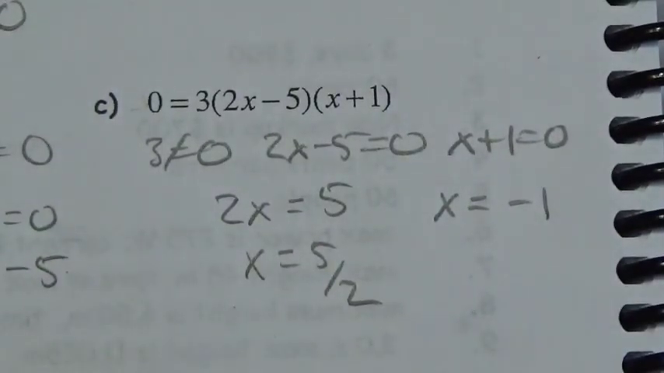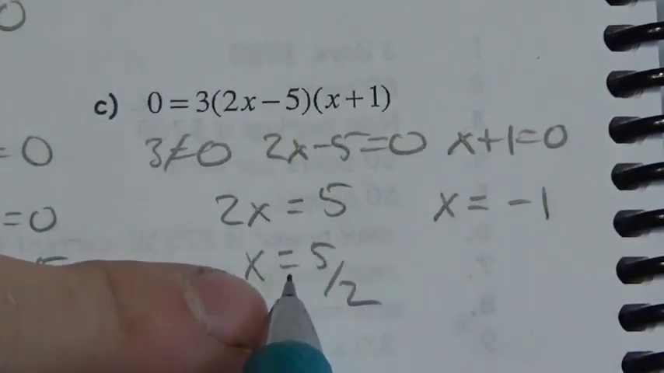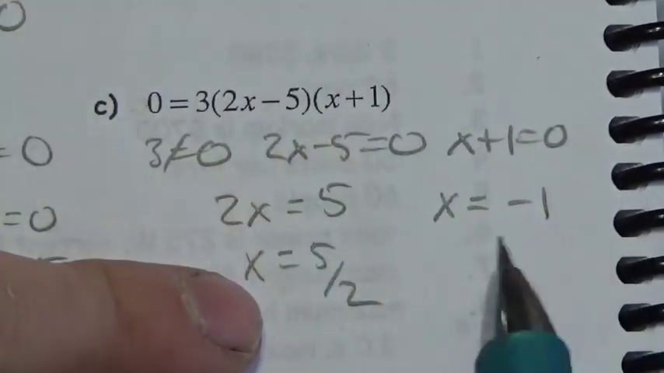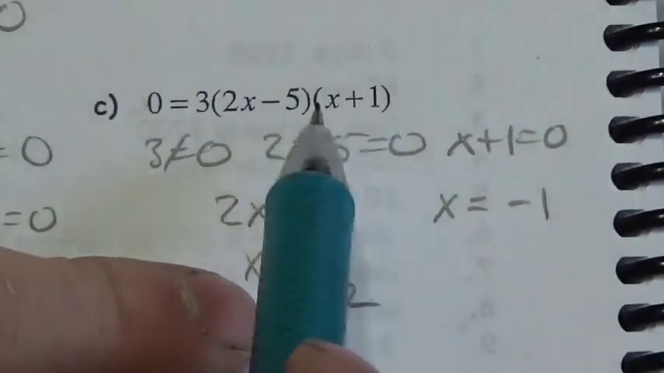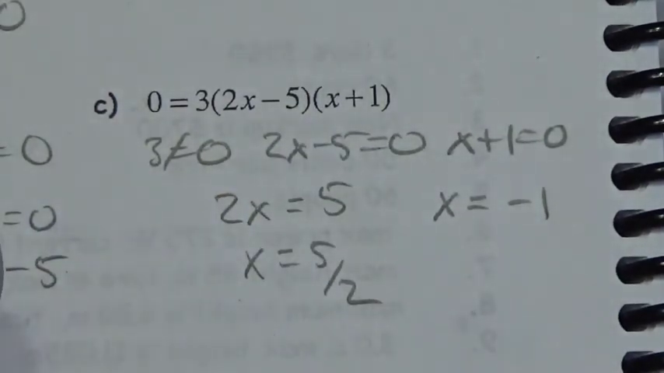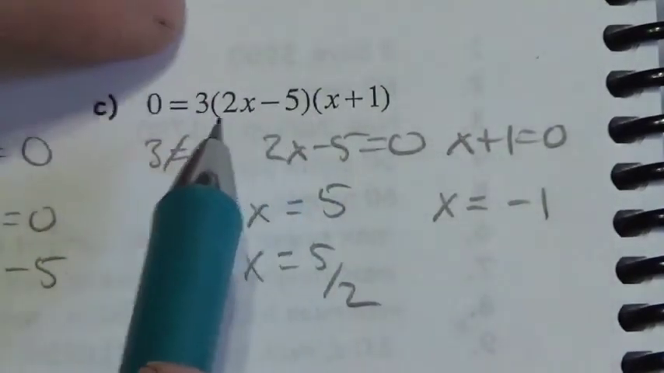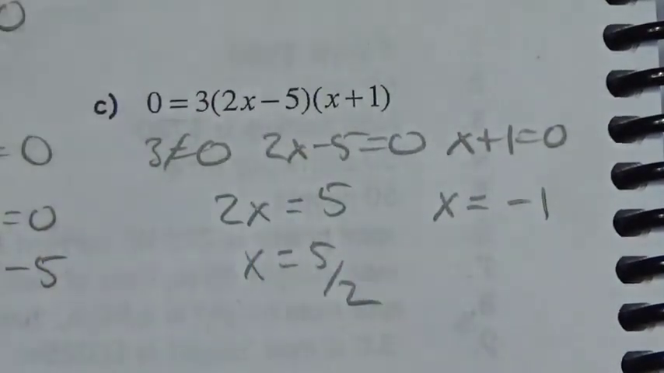Now, don't overthink this too much and get caught up in it. 5 halves doesn't make x plus 1 equal to 0. If you plug 5 halves into this, you get 7 halves. But that's not the point. It makes this expression equal to 0, and when you multiply that all together, the total product is equal to 0, and that's what's important here with each of those.